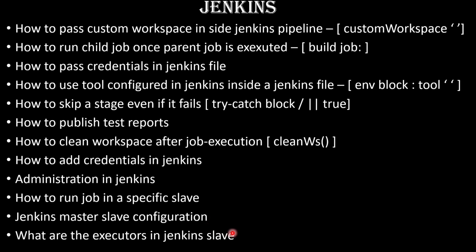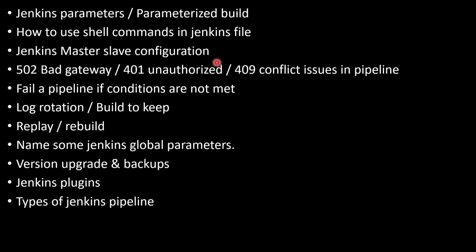And what are the executors in a slave? If you are trying to run some parallel jobs, like two jobs should run on a particular machine, and you want to enable that, there is a configuration called executors. If you give a value of 4 or 5, you can run 4 to 5 jobs at a time on that particular slave. Based on the load, you can decide how many executors you want to give.